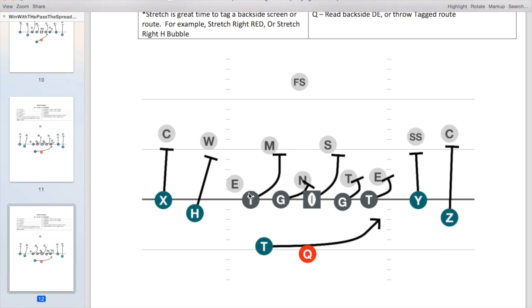Backside tackle, he's free. Get up to the second level. Try to seal that mic. If the mic outruns you, get up to the free safety. Okay, but he's free. You don't need to waste your energy on this guy at all. He is not going to make the play. Okay, so there we go.